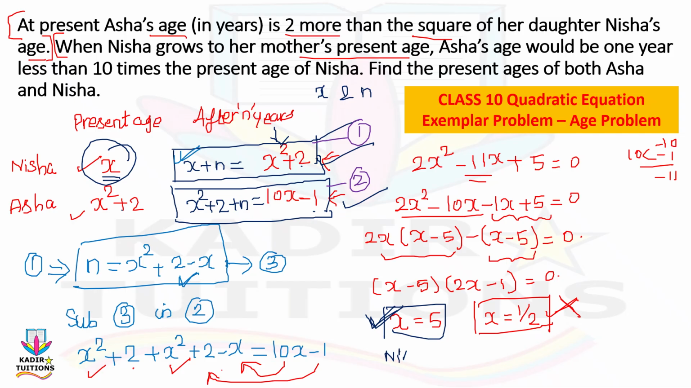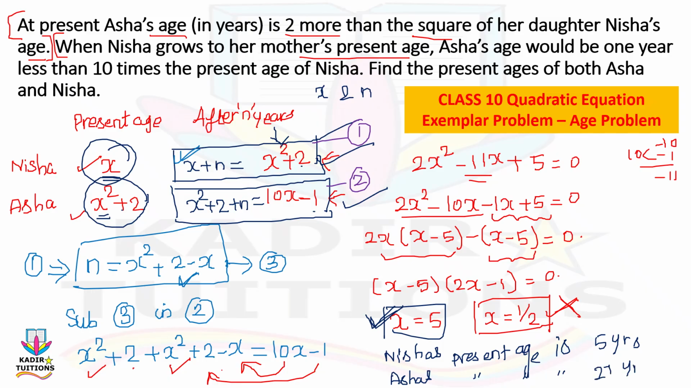Nisha's present age is 5 years. And what about Asha's present age? It is x square plus 2. What is our x value? 5. So 5 square is 25, and 25 plus 2 is 27 years. So this is the answer for this problem. Hope you understood. Thank you.